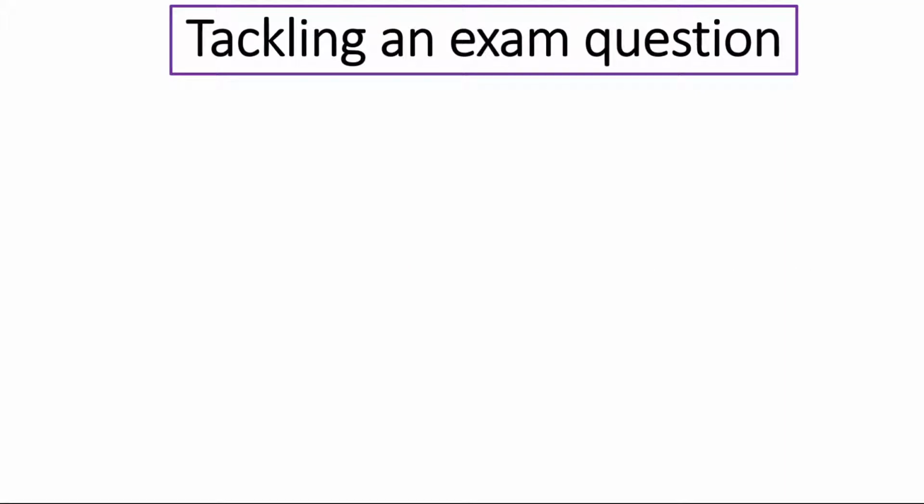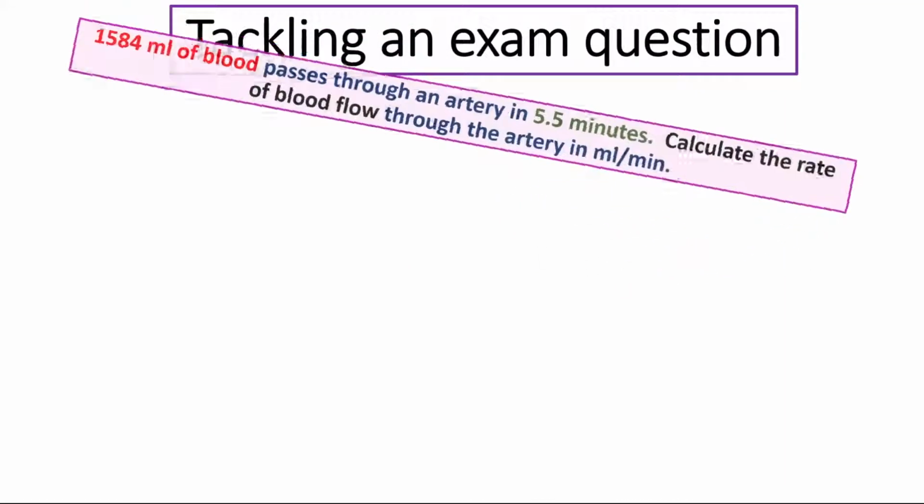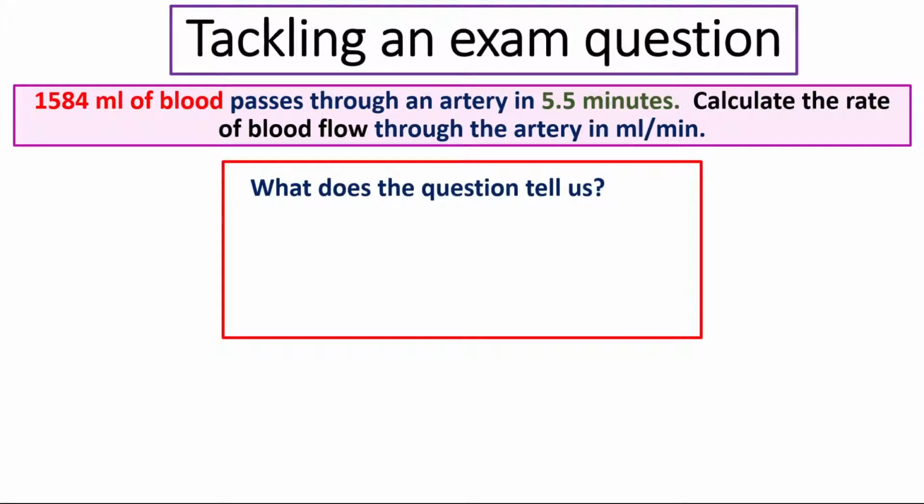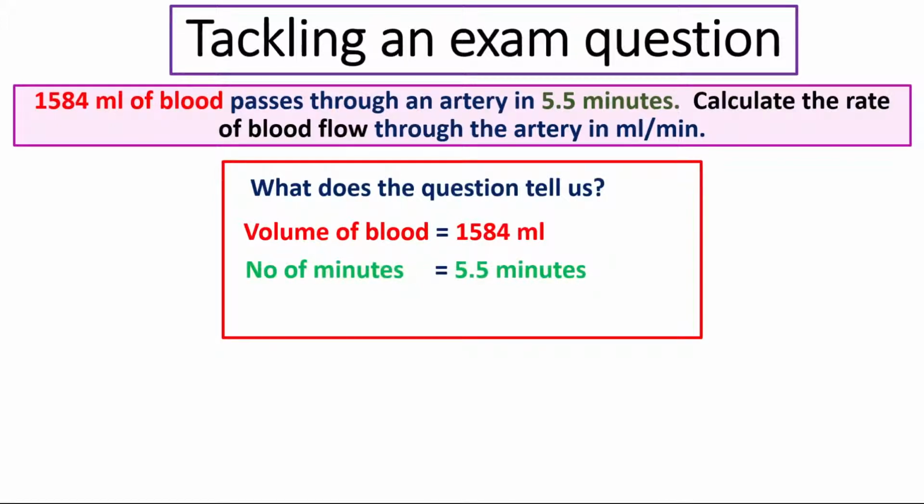Tackling an exam question. 1,584 millilitres of blood passes through an artery in 5.5 minutes. Calculate the rate of blood flow through the artery in millilitres per minute. What does the question tell us? The volume of blood equals 1,584 millilitres, and the time equals 5.5 minutes. I need to find the rate of blood flow.